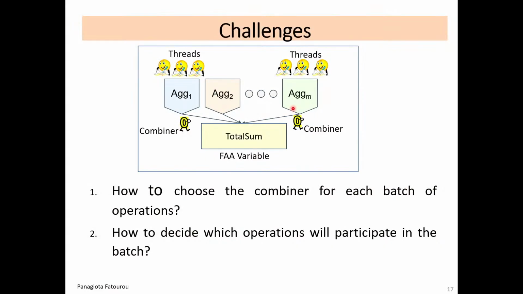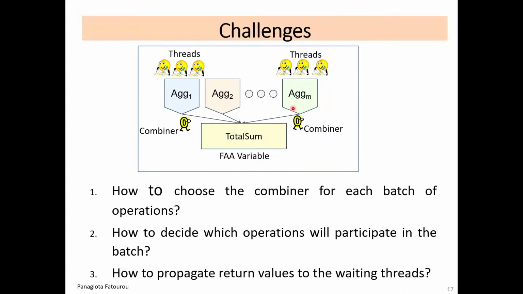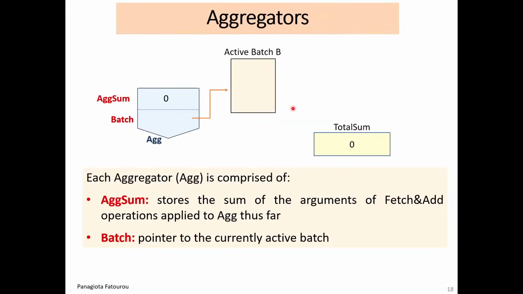So each aggregator has a lot of batches, and we have to decide which operations will participate in the batch of each aggregator. And also, and this is the most difficult challenge, how to propagate the return values to the waiting threads, right? Is this clear? Any question up until now? Now I'm going to get into these challenges and explain how exactly the algorithm works.